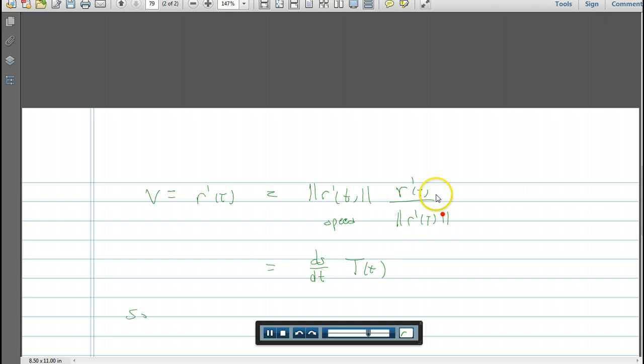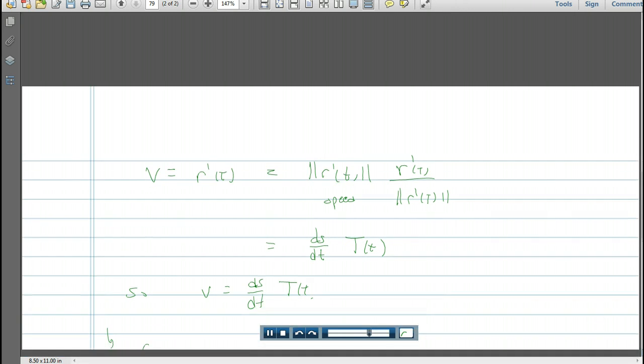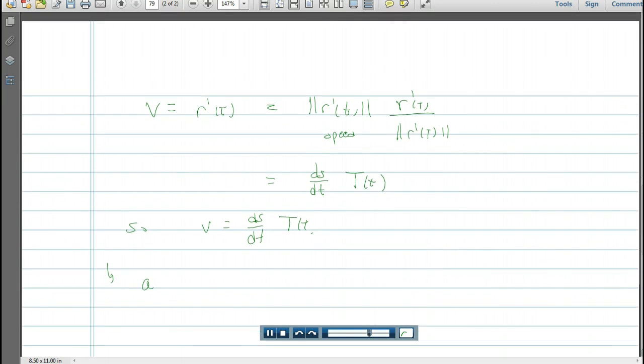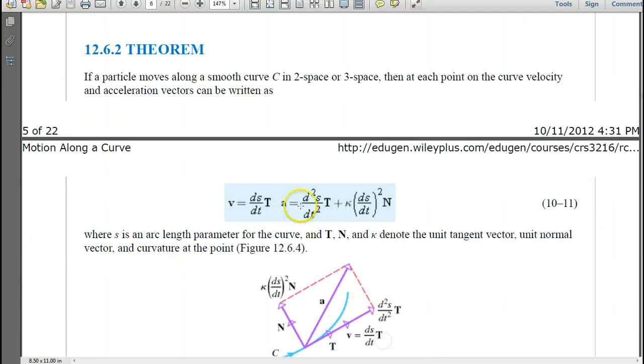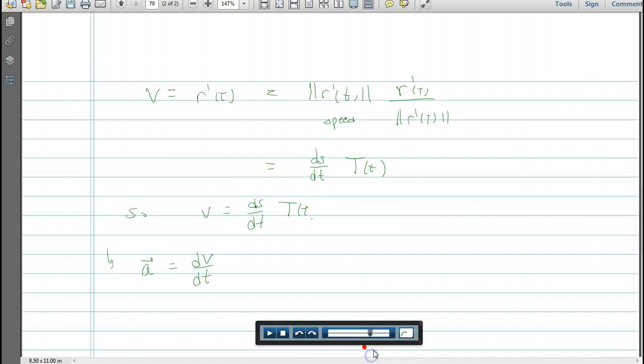This is a unit vector, and since we know r prime is a tangent vector, it's got to be equal to the unit tangent. All right, so that's the first half of the derivation. That's the first half of the theorem. Looking back into the textbook, that's all we're doing, just rewriting the velocity as a scalar multiple of the unit tangent vector. That's not very surprising.